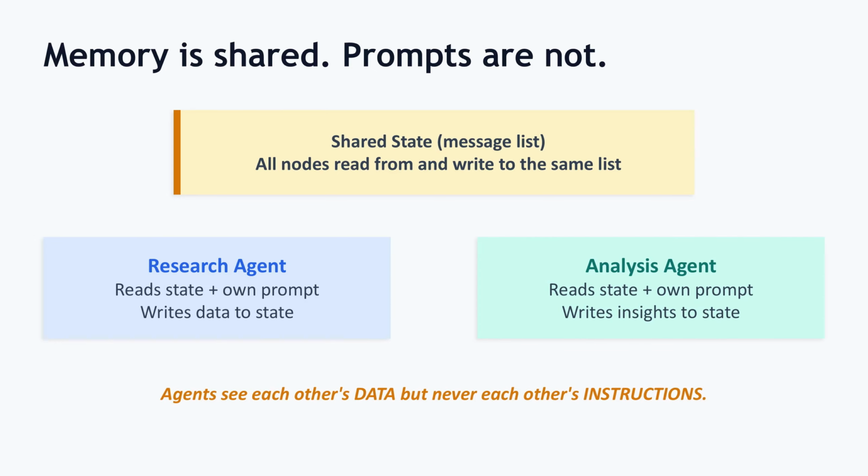Here's how agents communicate. There's one message list in the state, shared by all nodes. The researcher writes to it. The analyst reads from it. Tool results go into it. Everything is visible to everyone. But system prompts are separate. Each agent prepends its own prompt before calling Claude, but that prompt never enters the shared state. So the analyst sees the researcher's data, the gold price, the tool result, but not the researcher's instructions. Shared state for data, separate prompts for specialization. That's the pattern.